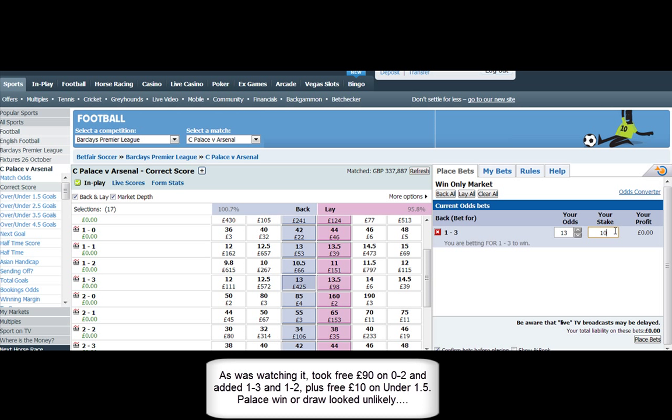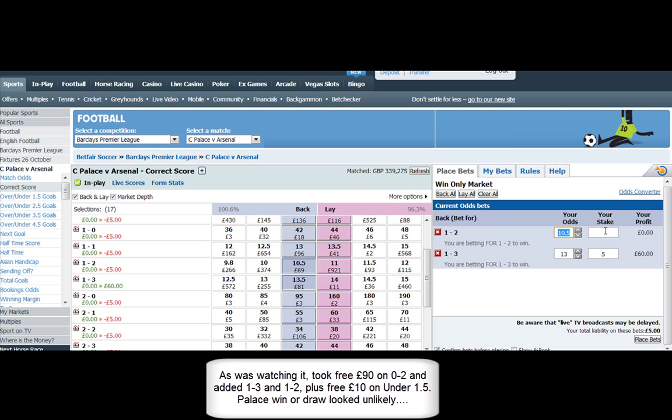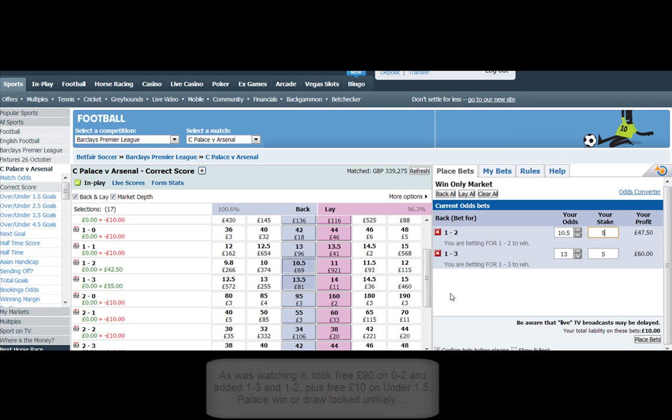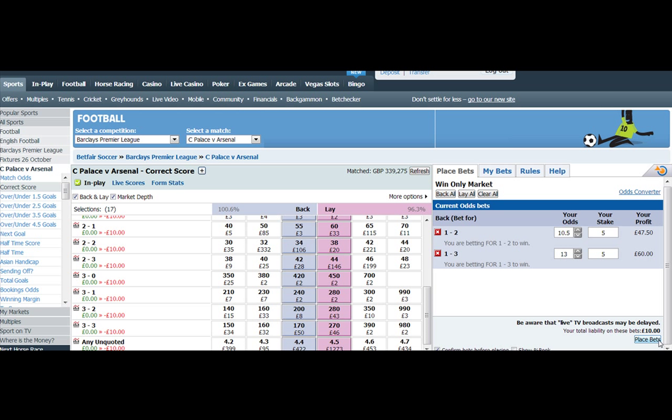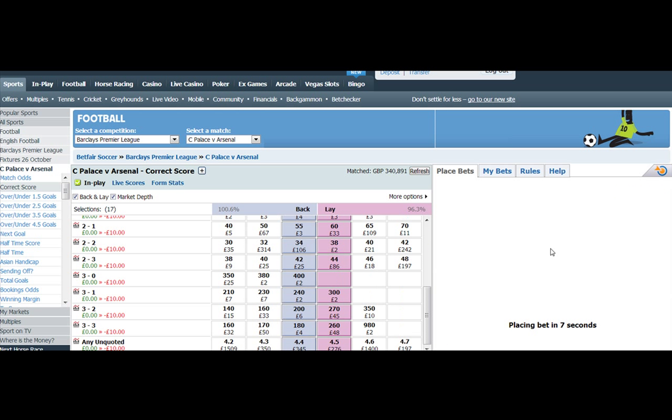Decided to just take a little bit of money in play, have a little back on 1-2, 1-3 to give the game a bit more interest, a bit more spice. There's a little bit of cover in case Palace scored.